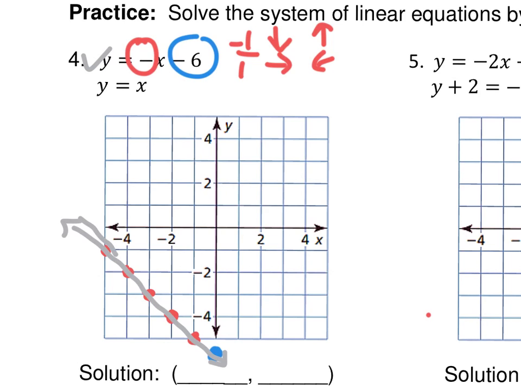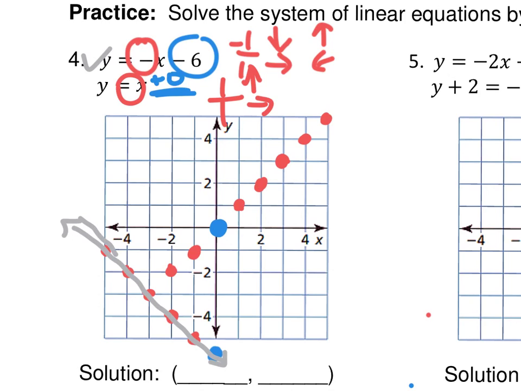I'm going to do the same thing with my second line. Well, my y-intercept in this case is going to be plus 0, so I'm going to begin at 0. My slope is the number in front of x, which is 1. I'm going to make that into a fraction, so it's 1 over 1. They're both positive, so I'm going to go up and right. So up 1, right 1, up 1, right 1, up 1, right 1, and so on. Or down and left. It's going to put me back on the same line.